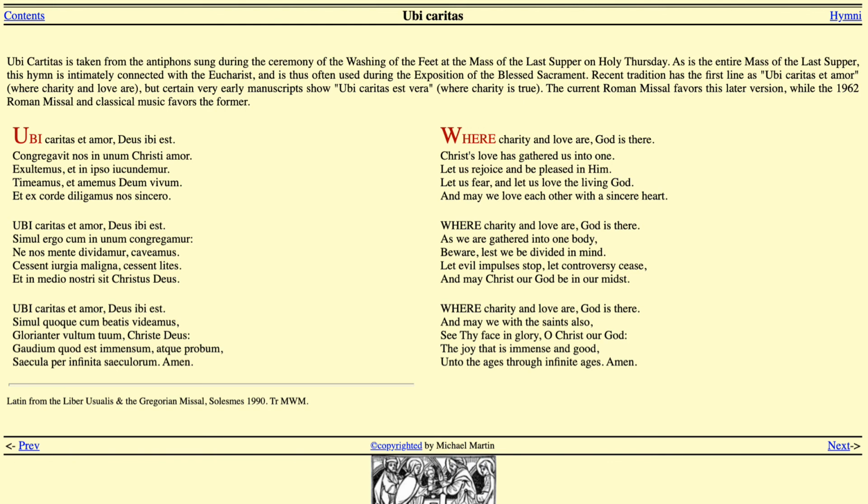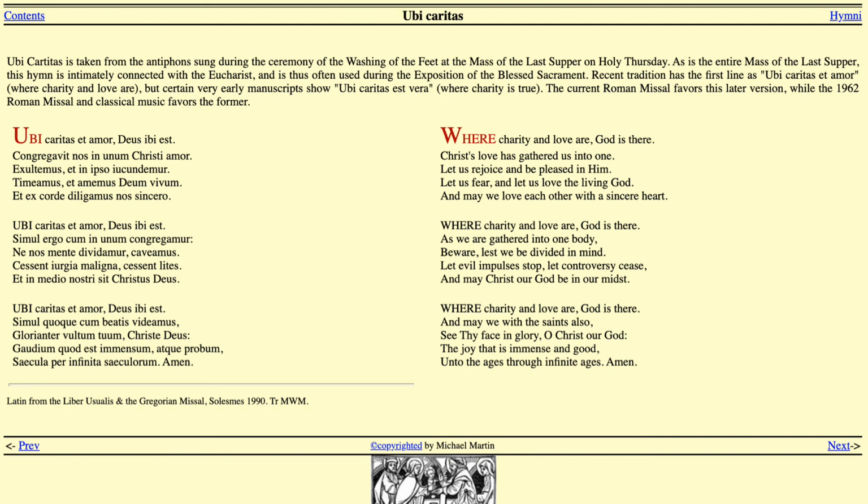So looking at the translation, Ubi Caritas et Amor Deus ibi est. Congregavit nos in unum Christi amor, exultemus et in ipso iucundemur, timeamus et amemus Deum vivum, et ex corde diligamus non sincero. And you can see the translation there.